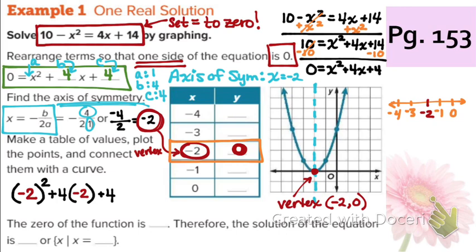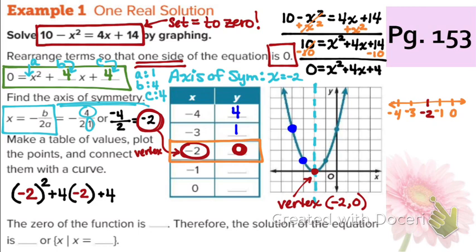What'd you get when you put -4 in? 4. That is right here on our graph. What'd you get when you put -3 in? 1. That is right here on my graph.